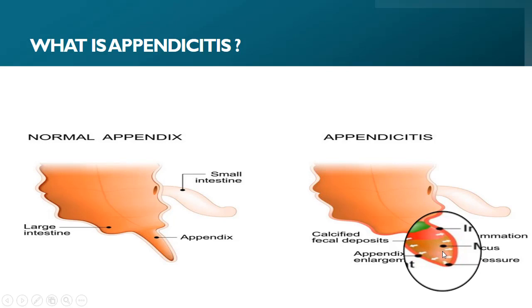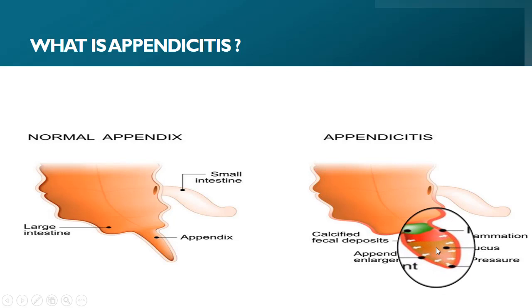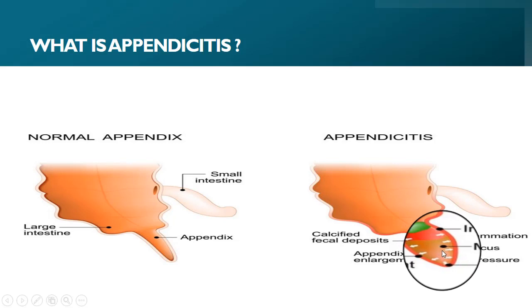Appendicitis is considered the most common cause of abdominal pain resulting in surgery. If left untreated, appendicitis can cause your appendix to burst. This can cause bacteria to spill into your abdominal cavity, which can be very serious and sometimes fatal.